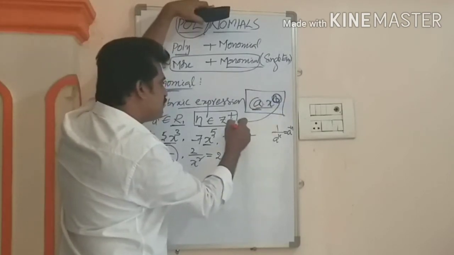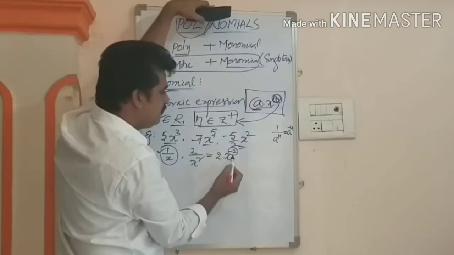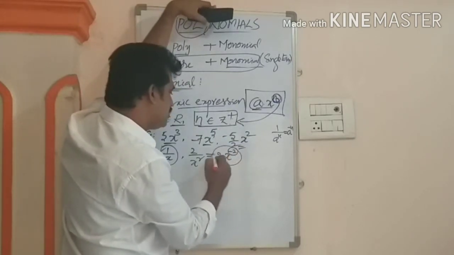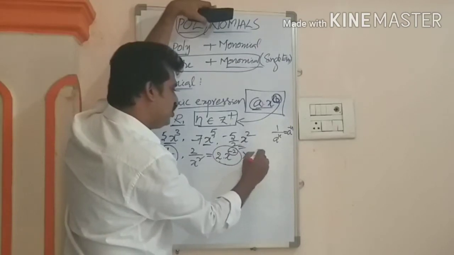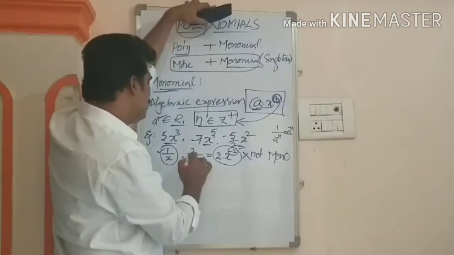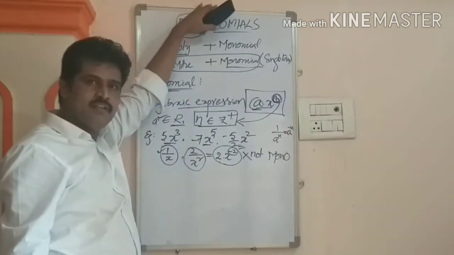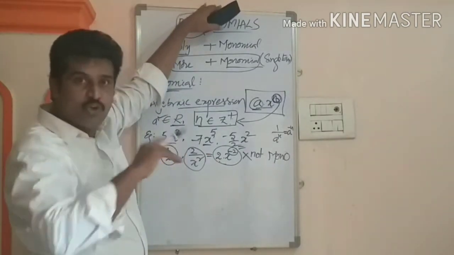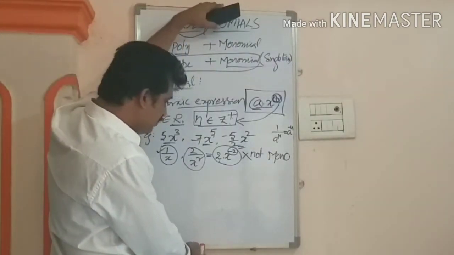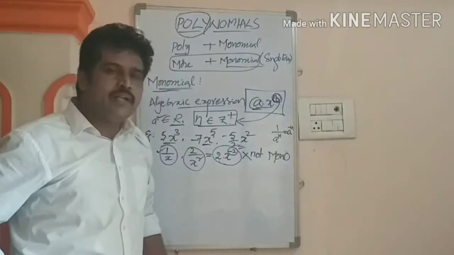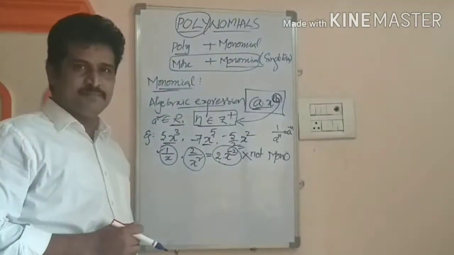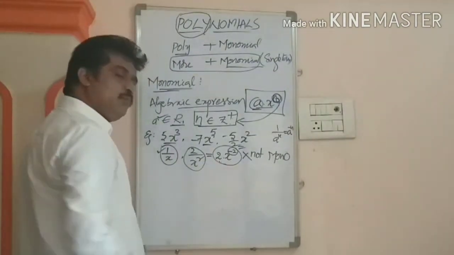n must be a positive integer. But here n is negative, so it is not a monomial. So 2 by x square is not a monomial. This is what is important. First of all, we should recognize what a monomial is, and then we can go to the polynomials. So this is not a monomial.